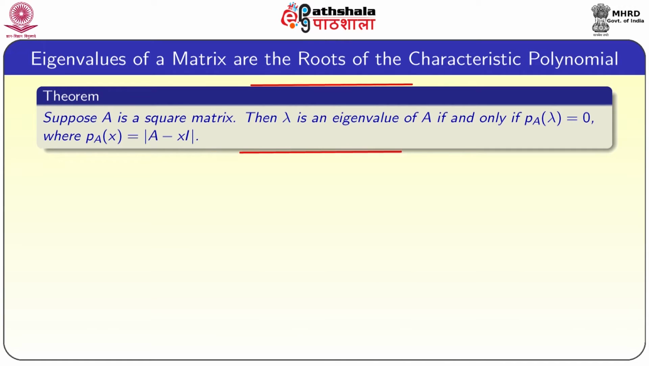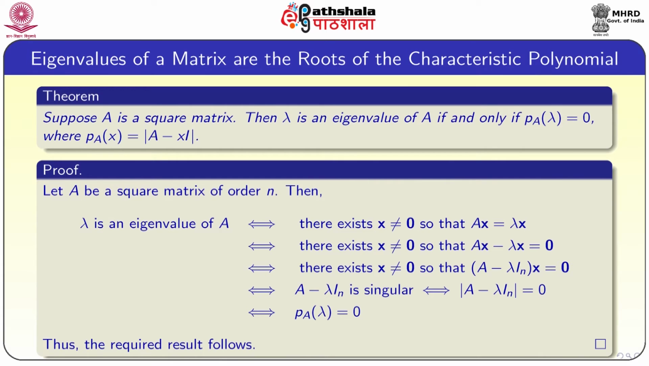Suppose A is a square matrix, then lambda is an eigenvalue of A if and only if P_A(lambda) equals 0, where P_A(x) is the determinant of A minus x times I, where I is the identity matrix of size equal to that of A. So, P_A(x) is the characteristic polynomial of A.